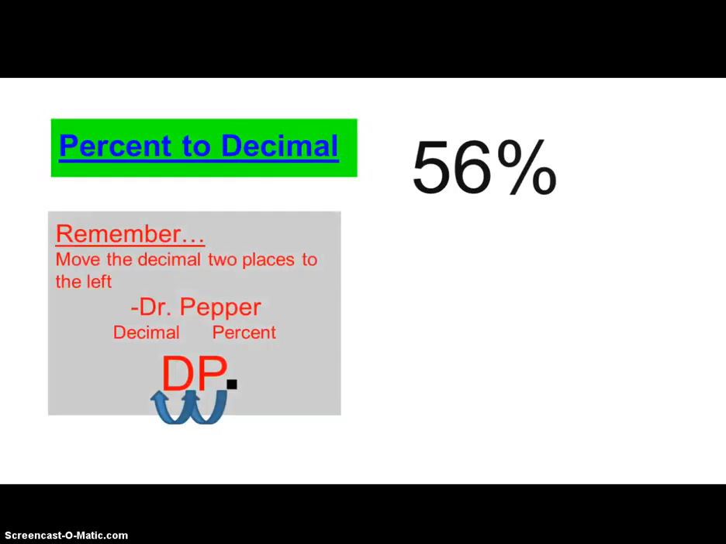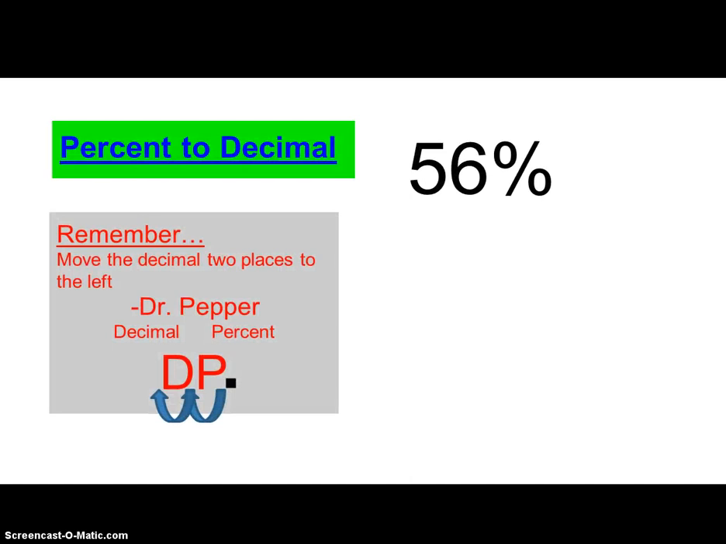This video is how to change a percent to a decimal. To change a percent to a decimal, you have to move the decimal point 2 places to the left. The direction the decimal point is moving is very important.